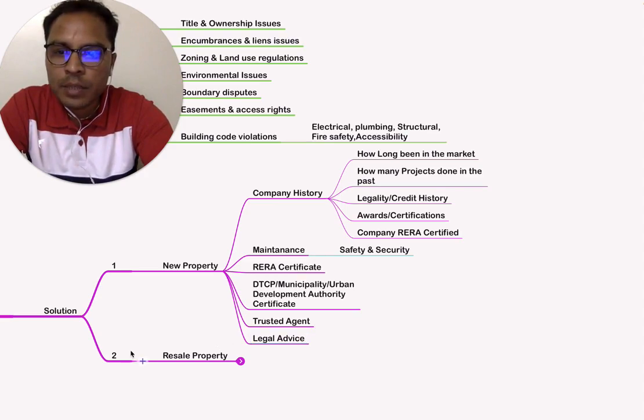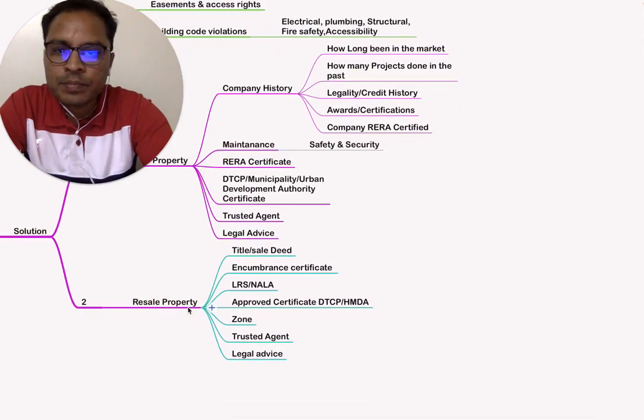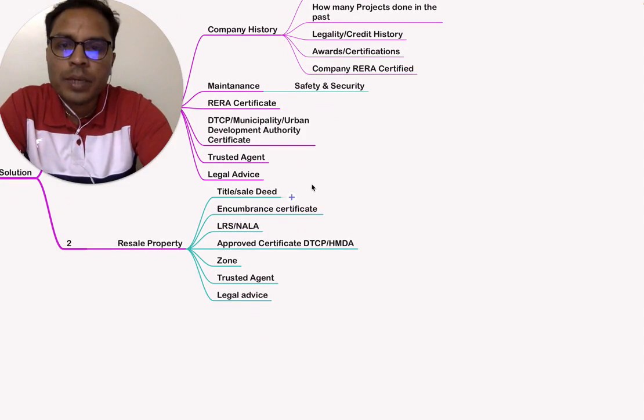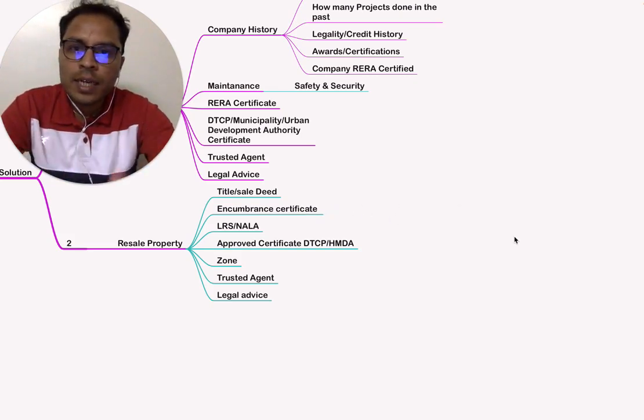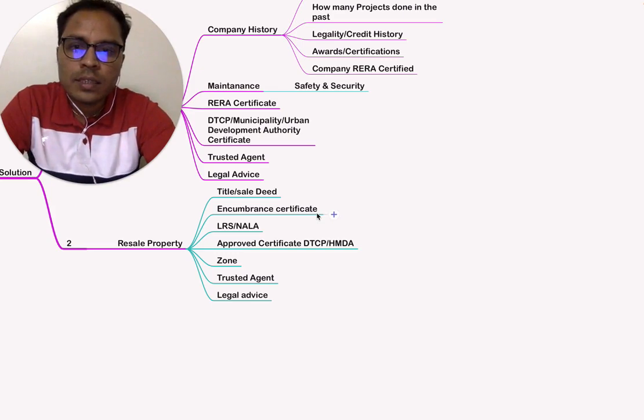And coming to the resale property, you need to check the title, sale deed, owner, and encumbrance certificate. What is the current status of that particular property: whether it is under mortgage, whether it has any loans, or whether it has any legal issues. You can see the current status of that particular property.